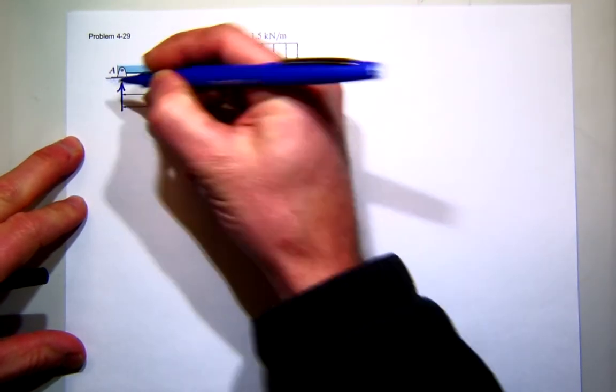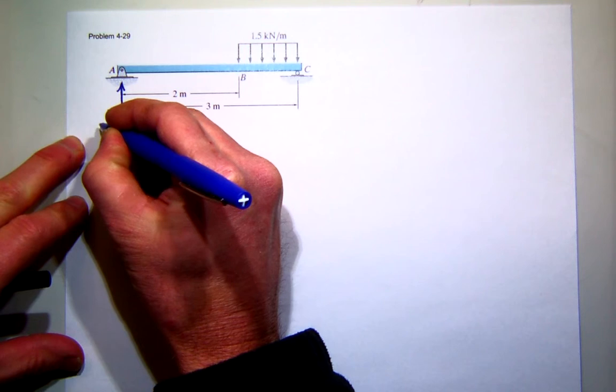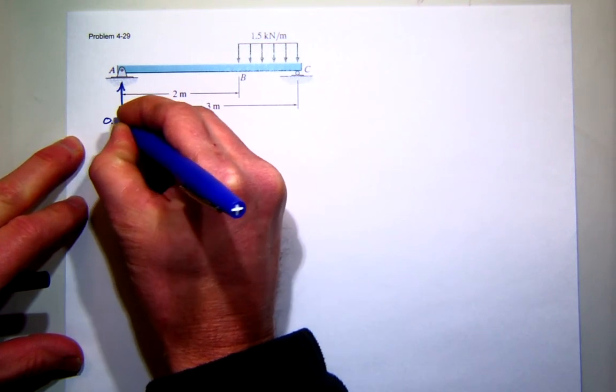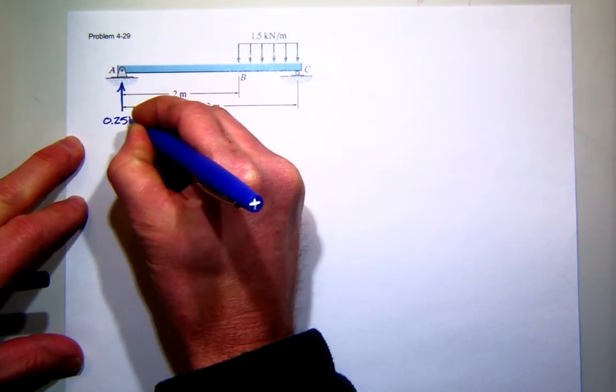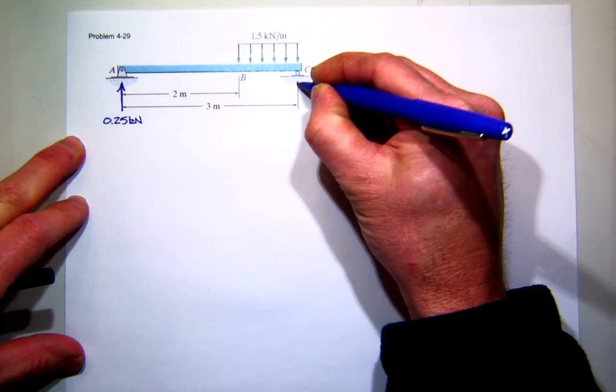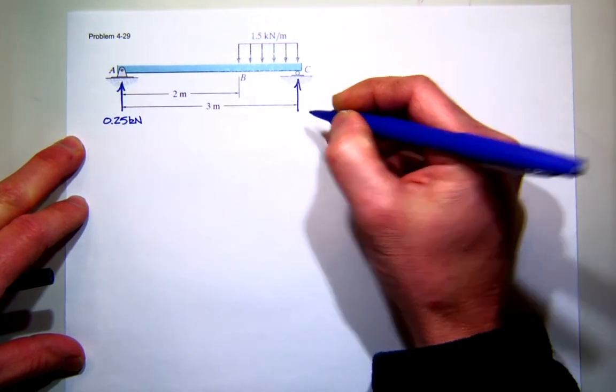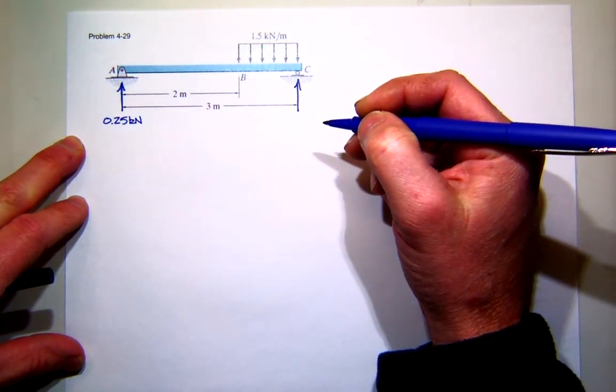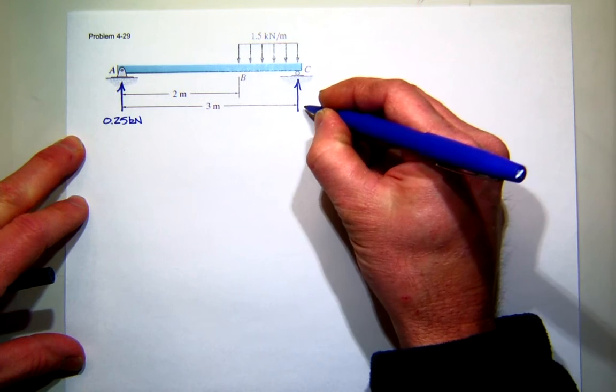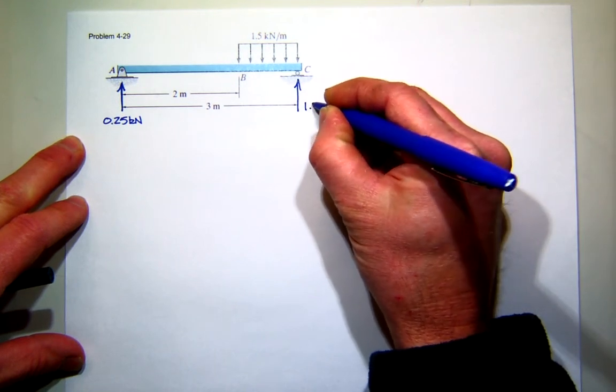So AY was what? 0.25 kilonewtons. And then CY was 1.25. Oh, I see it now.